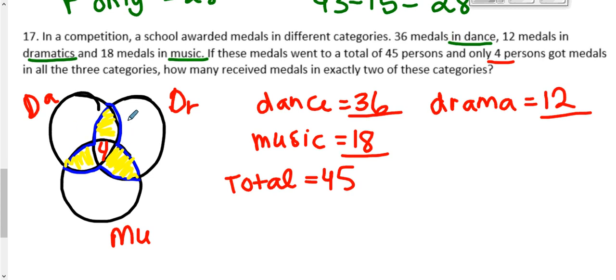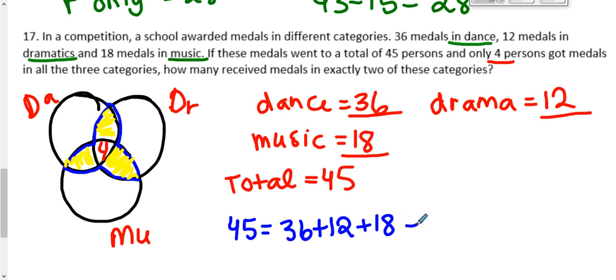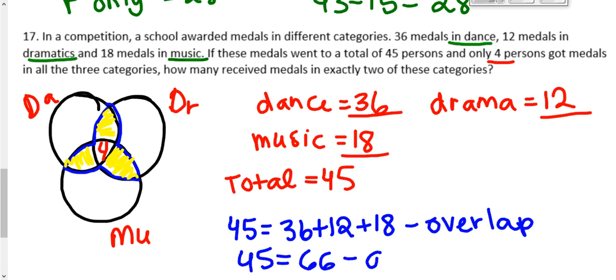So just like we do in any other problem, we take our total, which in here is 45. This time it's 3 sets, so we add up all 3 numbers, 36 plus 12 plus 18. And what we always do is subtract out the overlap. So when we do this, we have 45 equals 66 minus the overlap. I'm going to shorten that as OV.